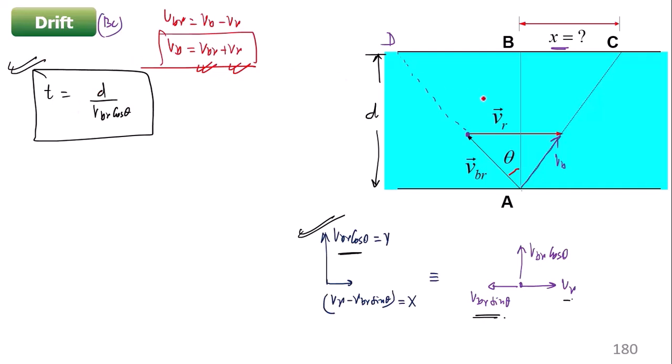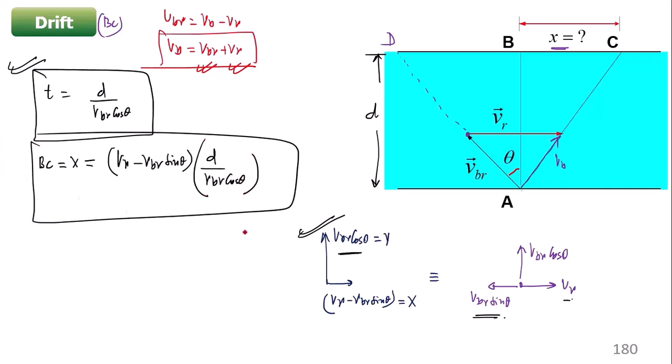And within that time, what is the displacement along X? That is BC, that is our drift. That should be equal to VR minus VBR sin theta multiplied by T. And what is that T? That is D divided by VBR cos theta. So that will give the value of the drift. So this is the answer for the drift. What is drift? Drift is the displacement along the X direction.